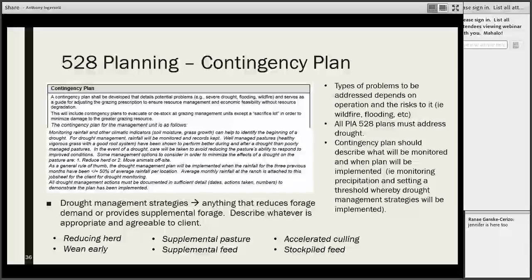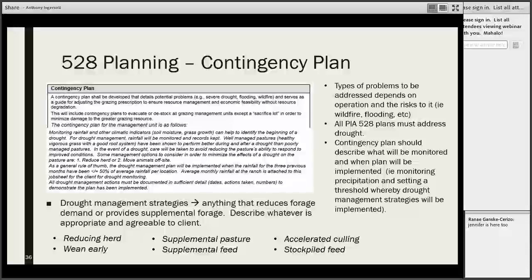And the contingency plan should describe what will be monitored and when the plan will be implemented, particularly for the drought management plan. So, we're going to monitor maybe precipitation and set a threshold whereby the drought management strategies will be implemented. Because when we go into a drought, everybody's in denial for a long time, right? Oh, no, it's going to rain, it's going to rain.